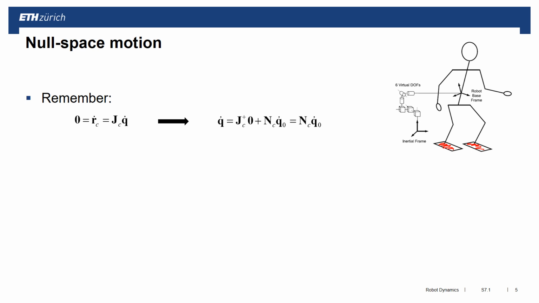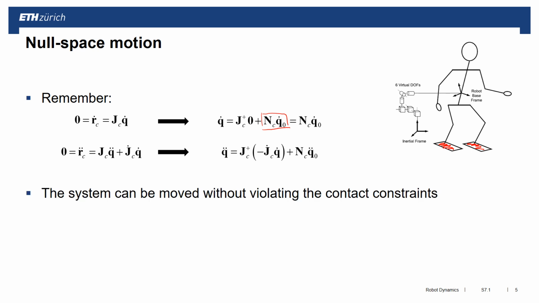by taking the pseudo-inverse, but then there is an additional component here, which is this null space projection matrix times this q dot 0. That means I can modify my q dot through this null space projection, in this null space, which does not violate these contact constraints that say my feet are not allowed to move. And we can do the same thing also on acceleration level. Here the only difference is that we have this coupling term J dot q dot, but all the rest remains the same. We have the same null space projection matrix and the same dimensionality of this null space. So that means this system can now move without violating the contact constraints.